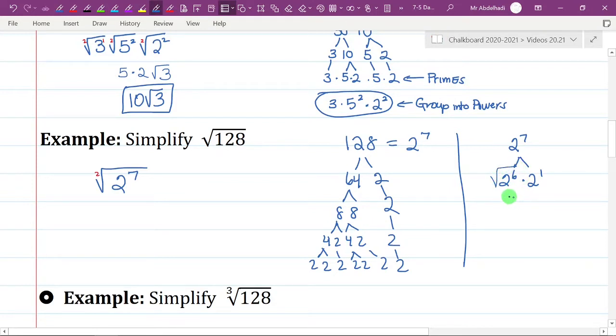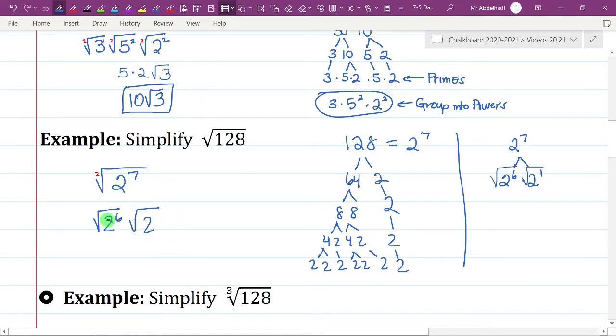You can square root 2 to the 6th. And then the 2 to the 1st is just going to stay the way it is as a remainder. So here's what we're going to do. We're going to take this 2 to the 7th power and break it into 2 to the 6th power and 2 to the 1st power. I'm not even going to write the 1 here.